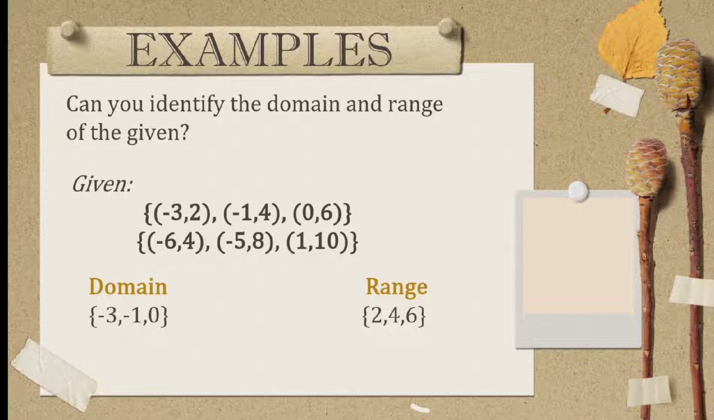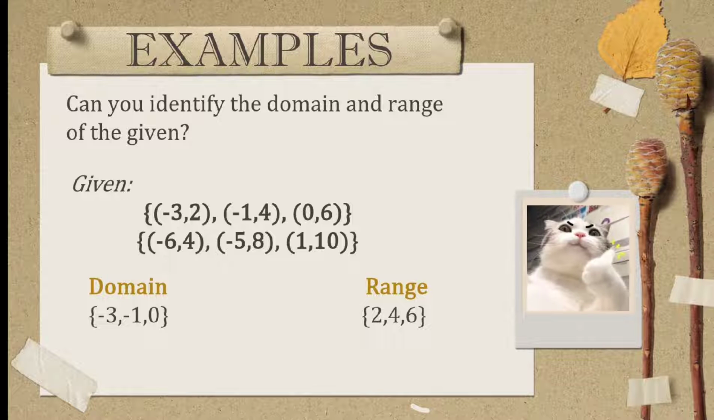Okay, time's up. If your answer in the domain are negative 3, negative 1, and 0, then you're correct. These are the domains since they are the first element or x values in the relations. And if your answer in the range are 2, 4, and 6, then you're right, since these are the second element or y values in the relations.